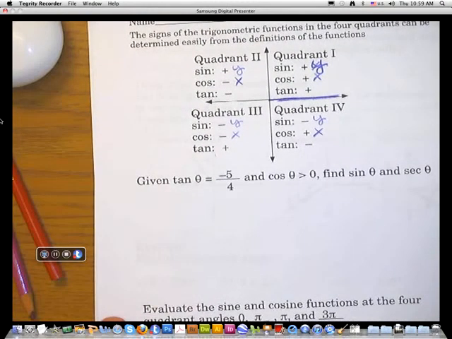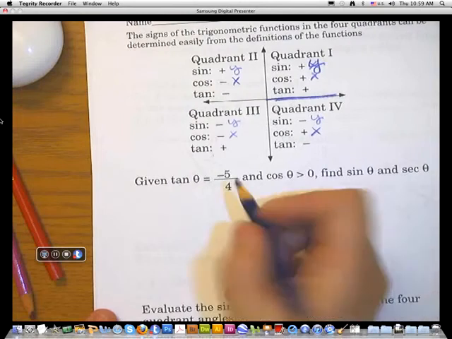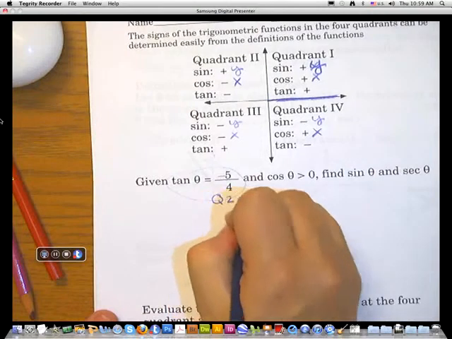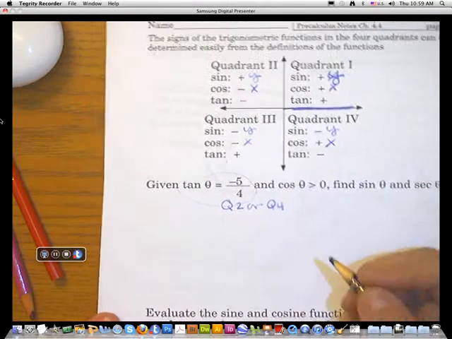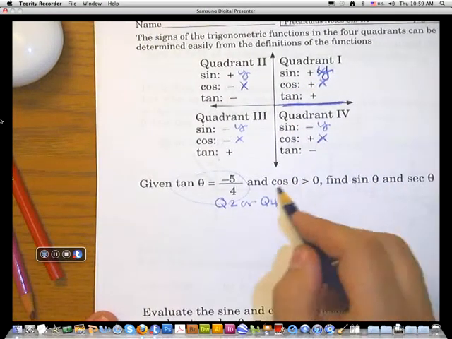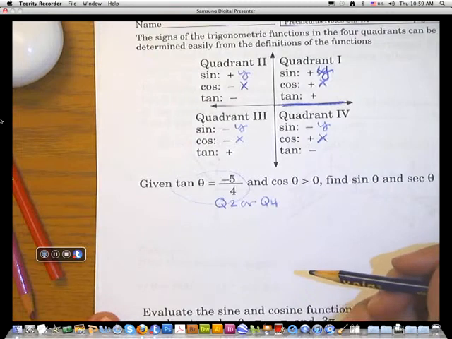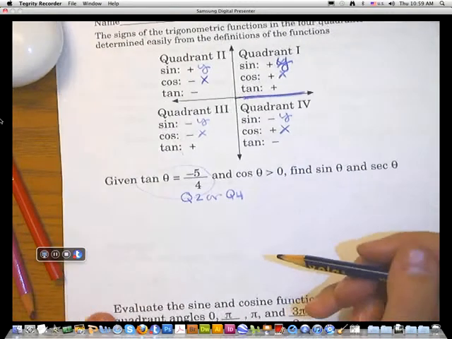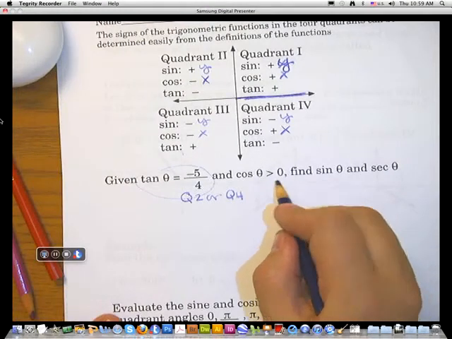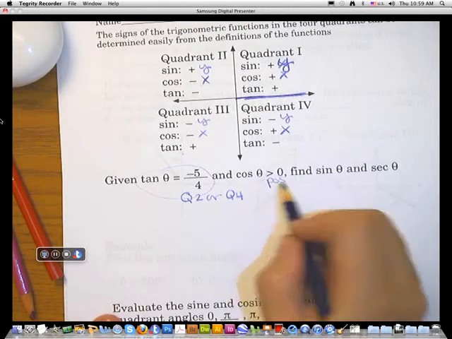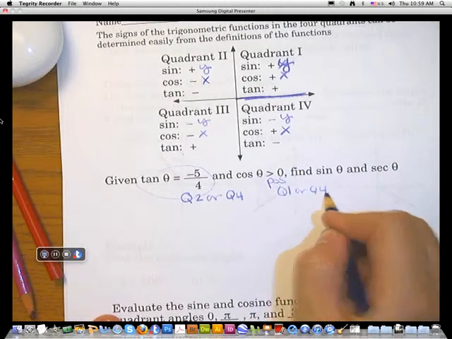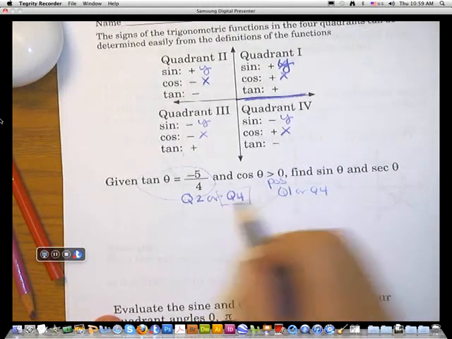Alright, so given that tangent is negative 5/4, so if tangent is negative 5/4, this is either quadrant 2 or quadrant 4. See, tangent negative, tangent negative. So you have to have this other piece of information. If you don't have the other piece of information, you can't do this problem. They're telling you cosine is greater than 0. So that means cosine positive. Cosine are our x values, so that means quadrant 1 or quadrant 4. So which one do they share?